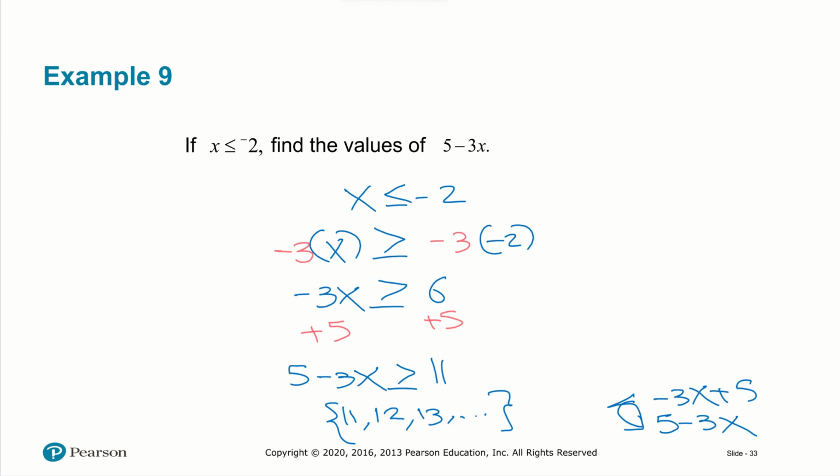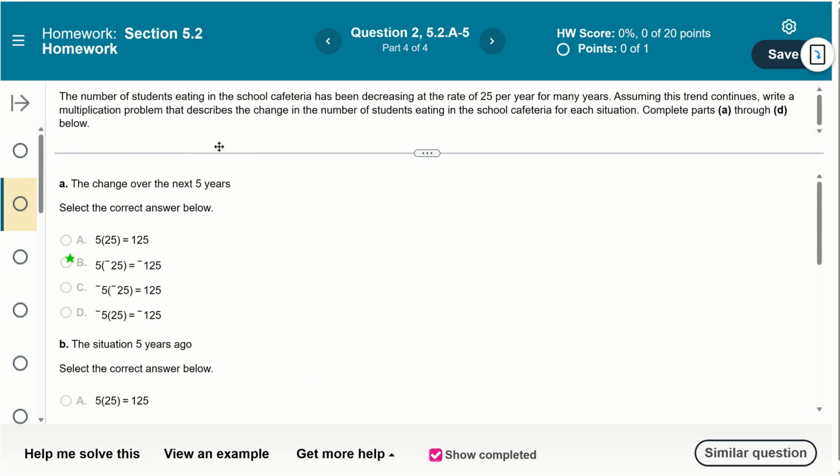Let's go ahead and take a look at a couple of homework problems together. All right, so here we have a problem that states that the number of students eating in the school cafeteria has been decreasing at the rate of 25 per year for many years. Assuming this trend continues, write a multiplication problem that describes the change in the number of students eating in the school cafeteria for each situation. Complete parts A through D.